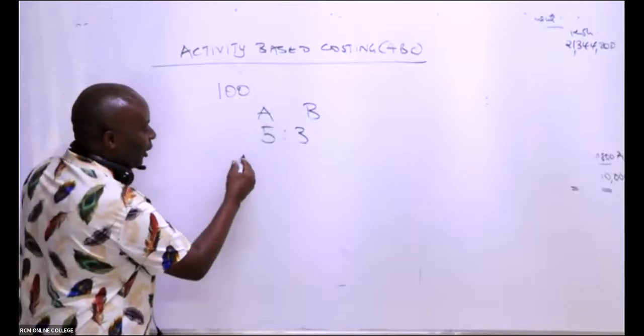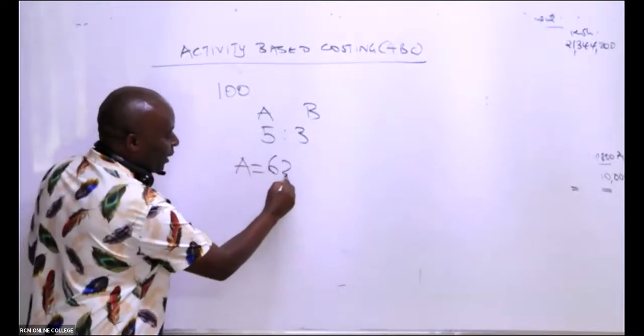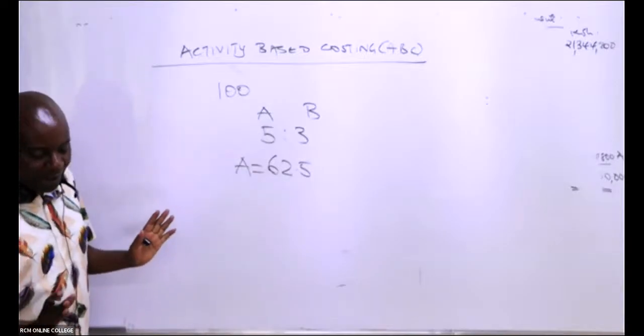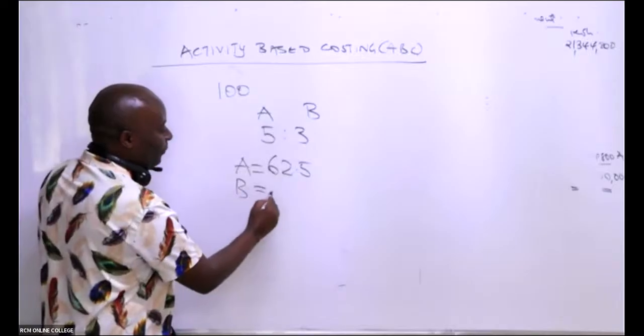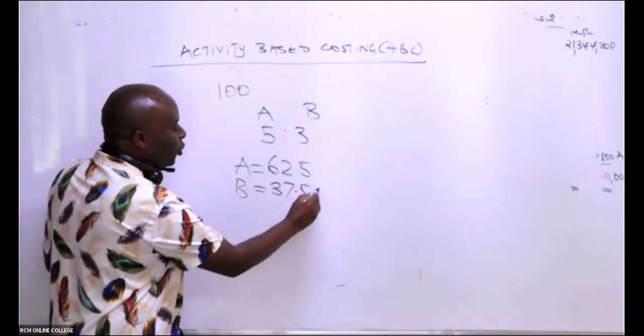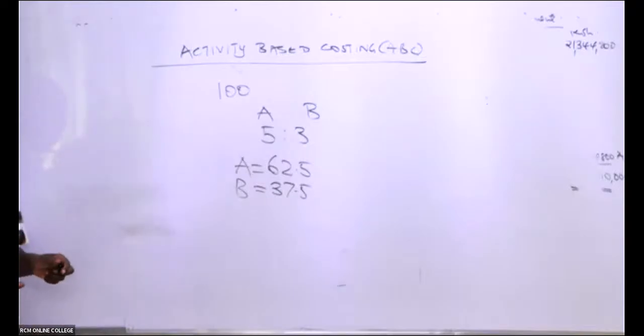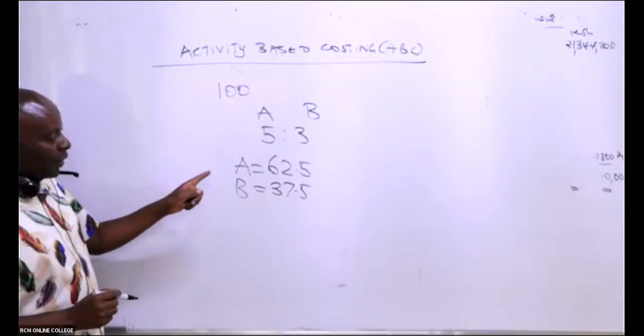A will get, I'm being told here by a student, 62.5. And then B will get what here, somebody? What did you do to get these correct answers? There are many methods you could use to get these correct answers.